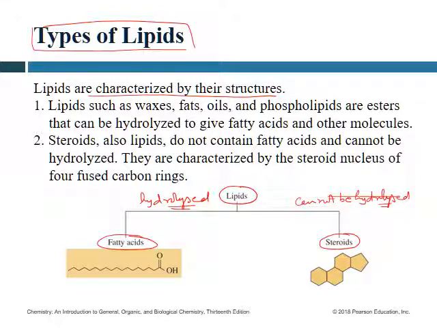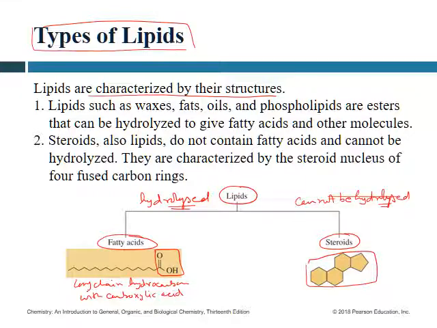If you can see the difference, in a steroid, this is a fused ring, 4 fused rings together, right? And the fatty acid structure is a long chain hydrocarbon with a carboxylic acid group at the end, right? So fatty acids are long chain hydrocarbons with a carboxylic acid group at one end, right?